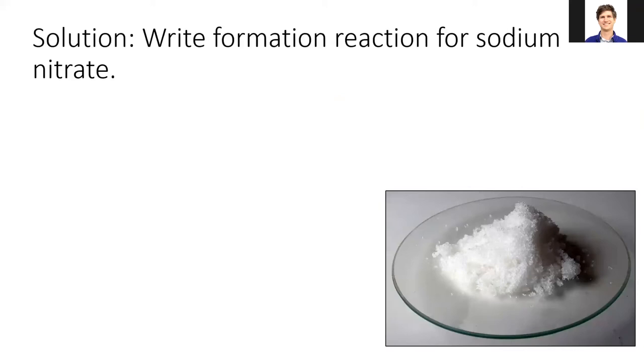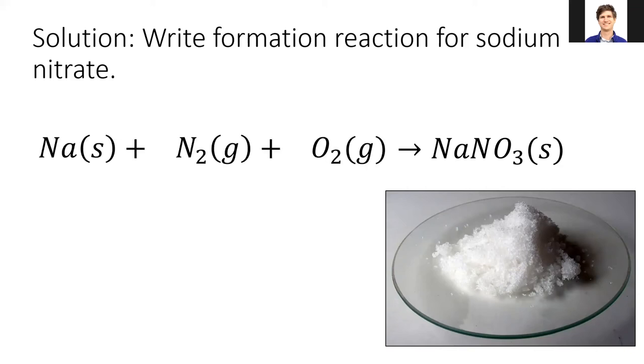Well, the first step is knowing the formula for sodium nitrate, which is NaNO3 solid. Sodium nitrate is an ionic compound, and ionic compounds are nearly always solid at 25 degrees Celsius. Next, fill in which elements are needed to make sodium nitrate. We need sodium, metal, which is a solid, nitrogen gas, which is diatomic, and oxygen gas, which is diatomic. Lastly, we'll add coefficients to balance the reaction. I only want 1 mole of nitrogen, so I'll put 1/2 in front of dinitrogen. And we only want 3 moles of oxygen atoms, so I'll put a 3/2 in front of dioxygen. Bet you didn't know we could do that, huh?